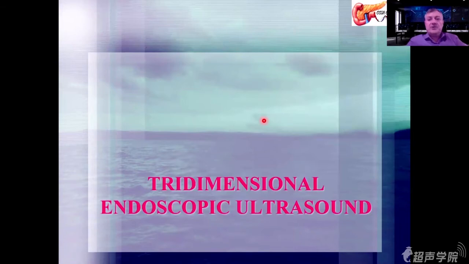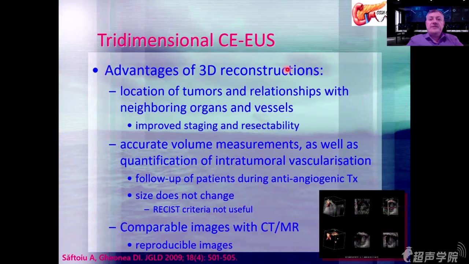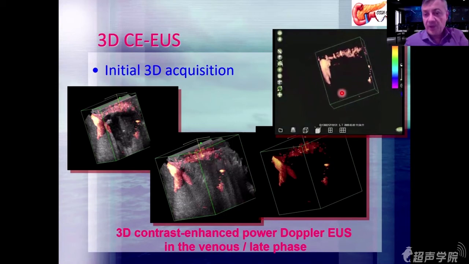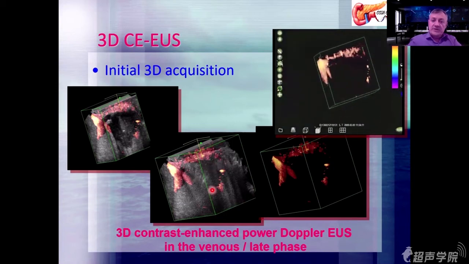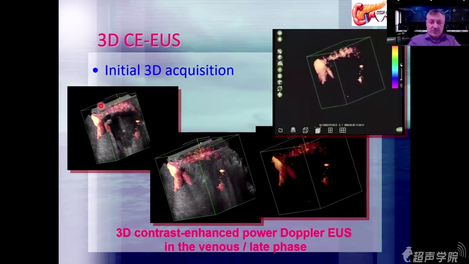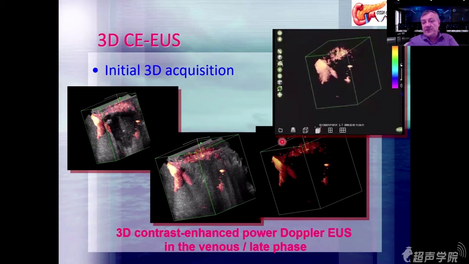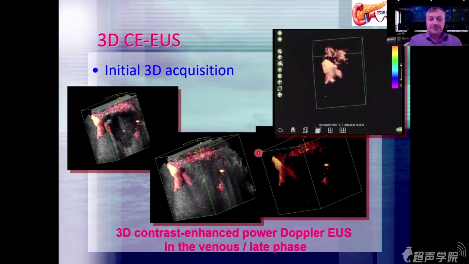Then a few words about three-dimensional endoscopic ultrasound. There are some advantages for the location of tumors and relationship with the neighboring organs and vessels. So with improved staging and resectability, the images are comparable with CT and MR, so they are reproducible. You see an example here. We used power Doppler with contrast enhancement, so we injected contrast, and you see here the tumor mass and the collateral circulation and also the splenomesenteric confluence. So basically you can take a look at the relationship between the tumor and the splenomesenteric confluence.